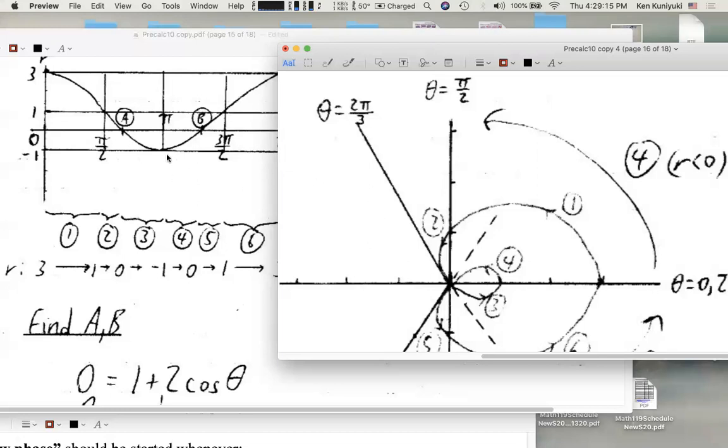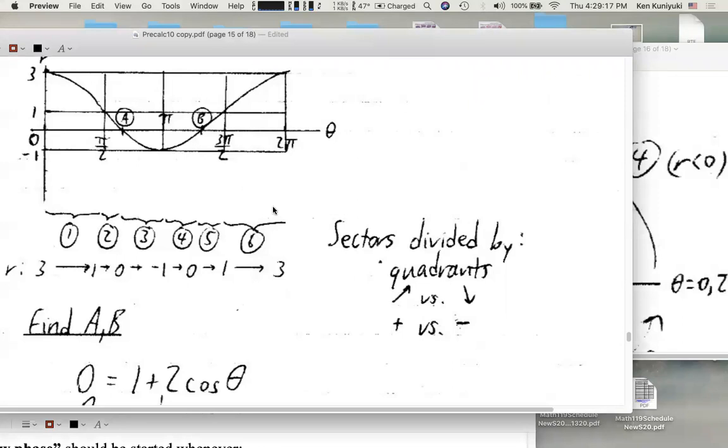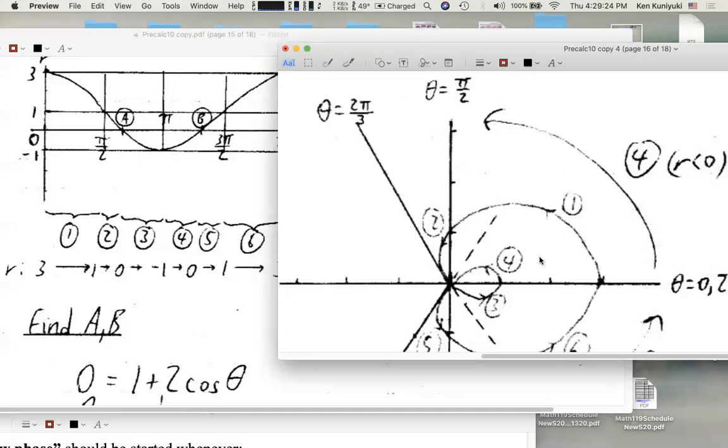In phase 4, we're moving towards the pole. We think we're in quadrant 3, but we're really in quadrant 1 because r is negative. We're moving towards the pole. Put the arrow there.